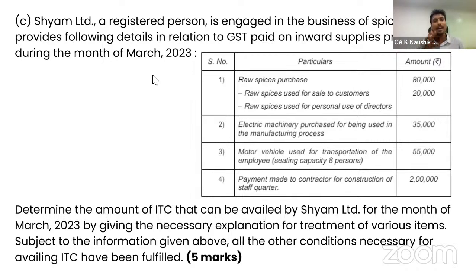Payment made to a contractor for construction of a staff quarter. Anything paid for the benefit of staff in terms of construction is not allowed. 2 lakhs, not eligible. So this is the overall solution that you have.